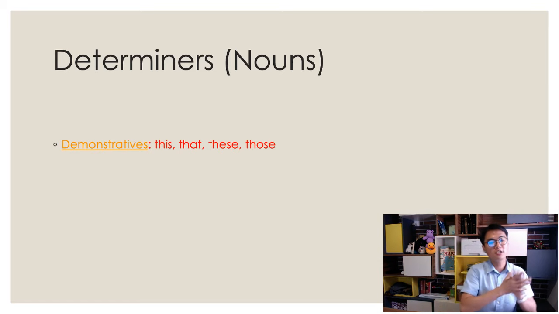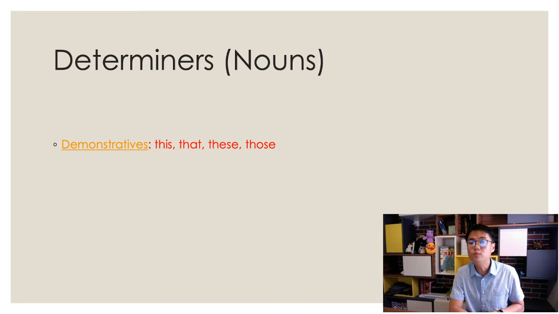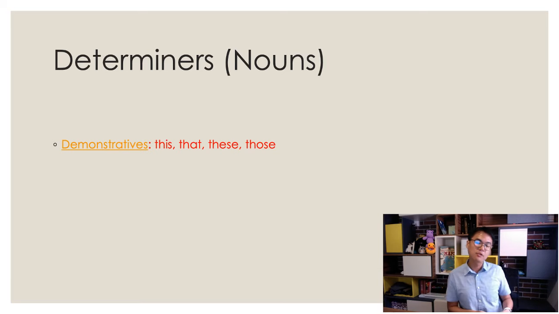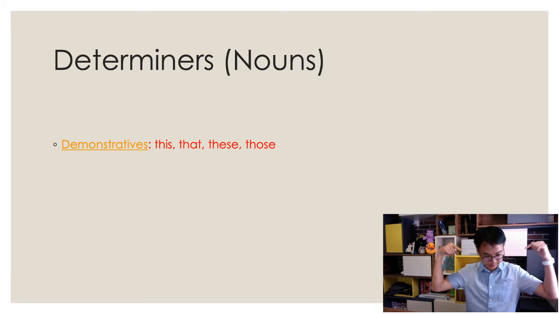Next, demonstratives are also a part of determiners. So this, that, these, those. These words tell you that something is in a particular location relative to where you are. So for example, if I want to say this durian, notice where I'm pointing. Alright?